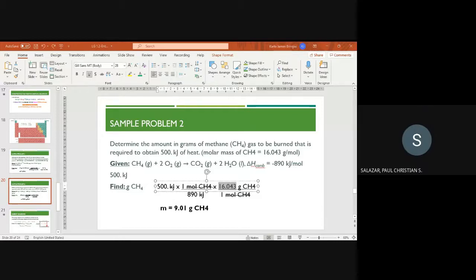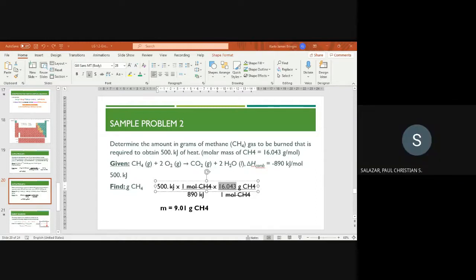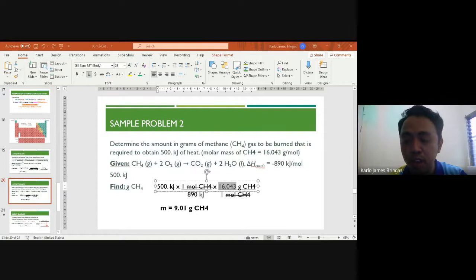Sir, I have a question. Yes, please. About the negative 890 kilojoules per mole, the negative is no longer used, sir? Okay. Again, we don't consider the negative sign when we're doing the stoichiometric calculation. A negative sign only tells us if it is absorbing or releasing the heat. But in the computation itself, only the value is important. Okay, sir, thank you. Thank you also, Shamir, for your question. Other questions before we proceed? None, sir. Okay, thank you so much.